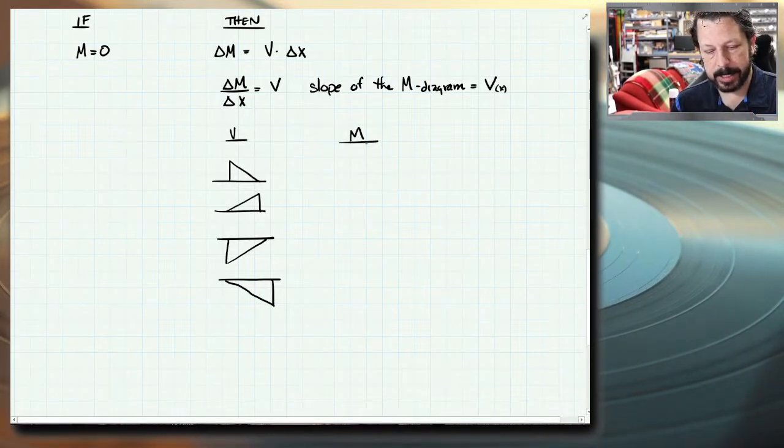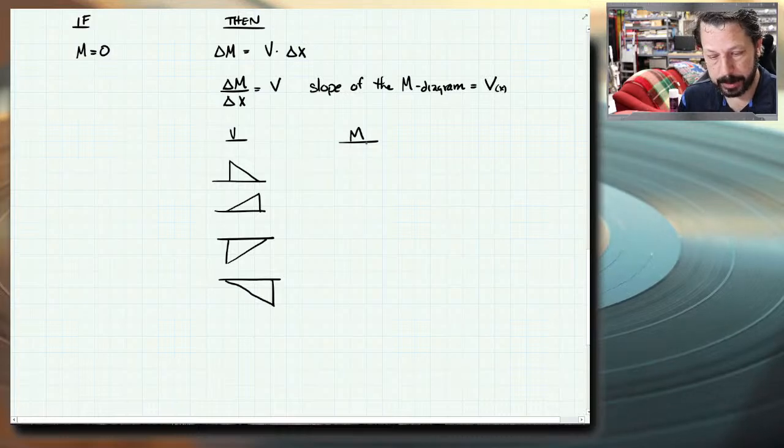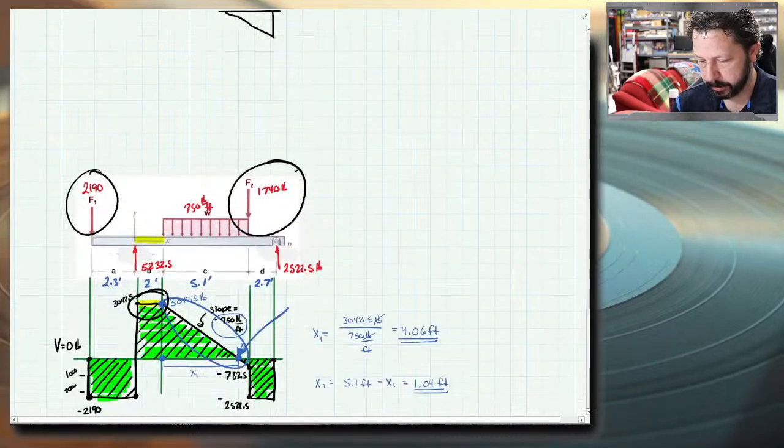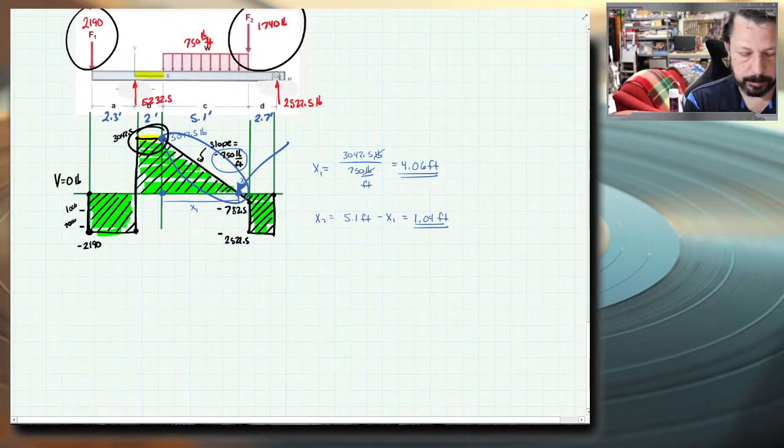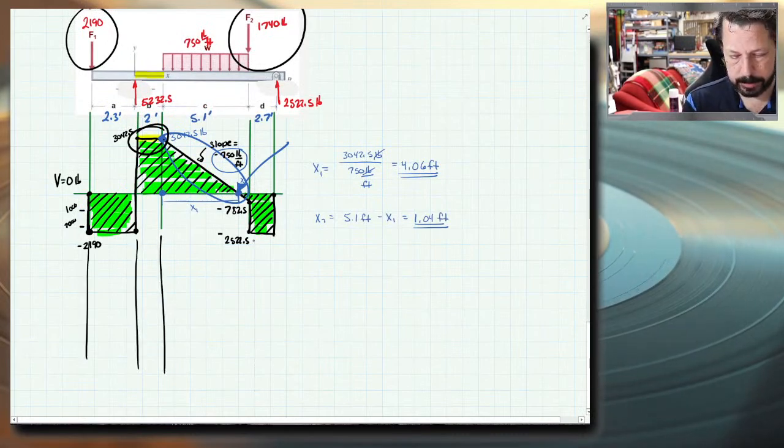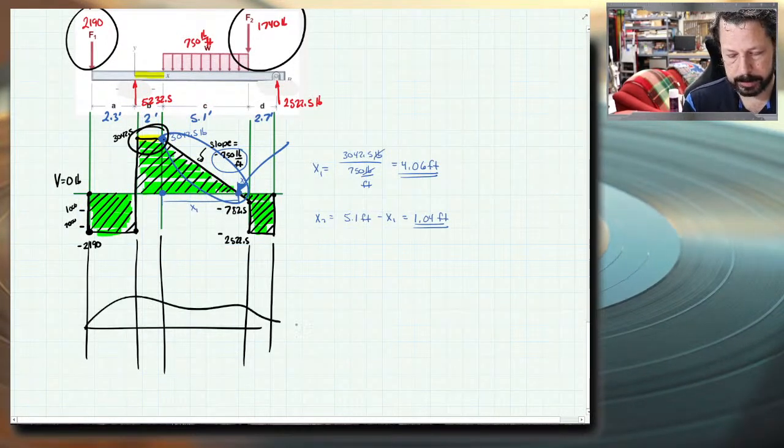So if I have these shapes in the shear diagram, and the shear controls the slope of the moment diagram, then underneath these, when we draw the bending moment, it's going to be down here somewhere.